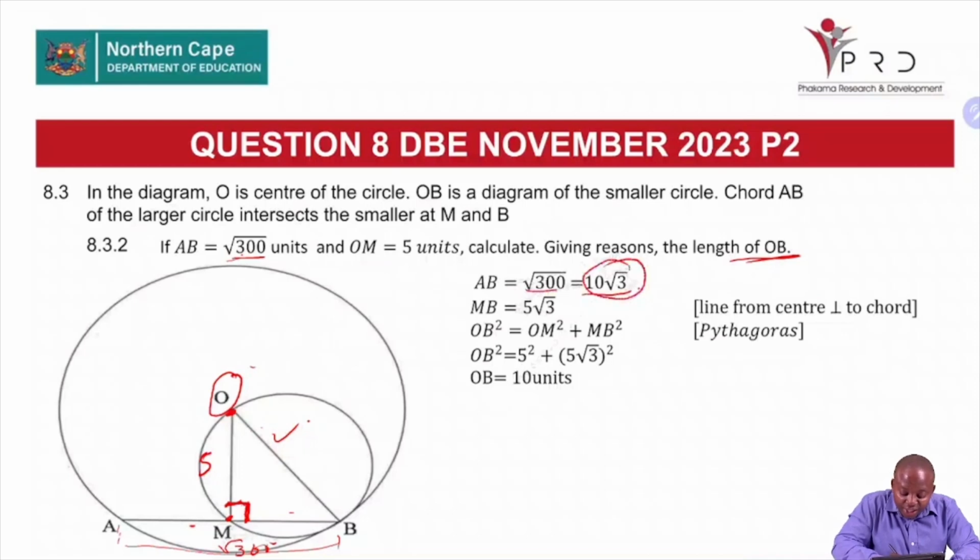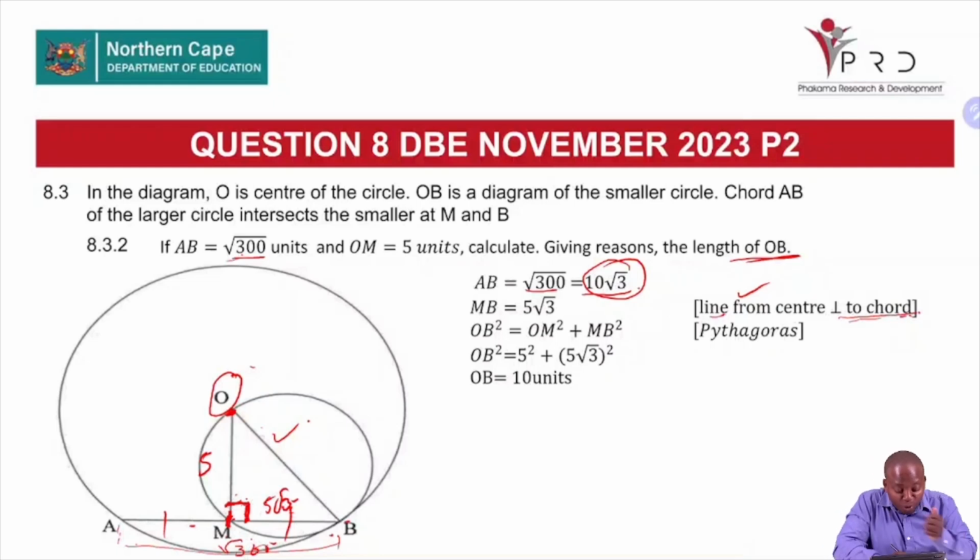Now we are going to say, therefore, MB is equal to half of AB. Why? Because a line from the center perpendicular to the chord bisects the chord into 2 equal halves. So the half of root 300 is what? It's 5 root 3. So what we now have is two sides of a right angle triangle.